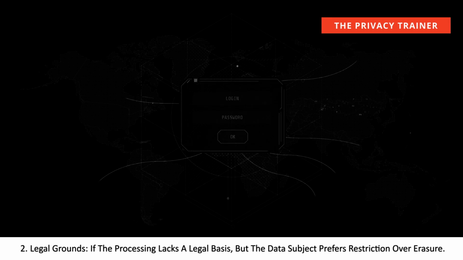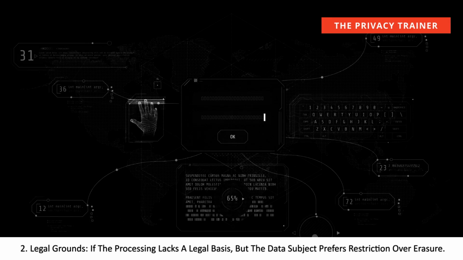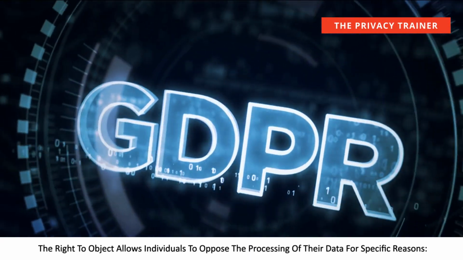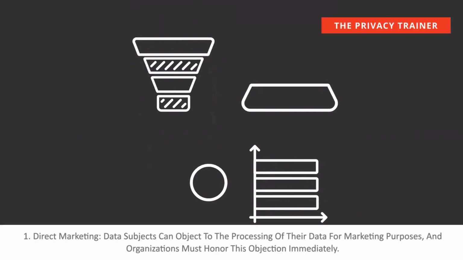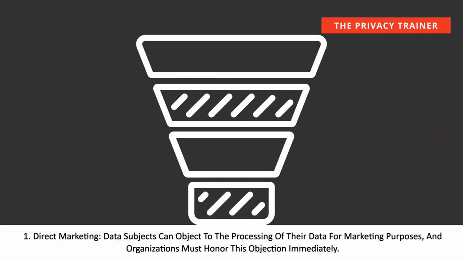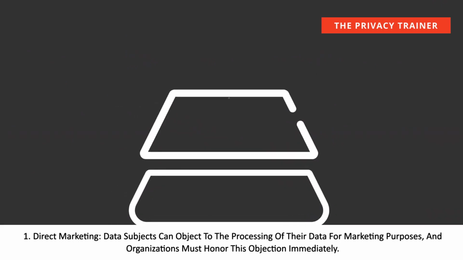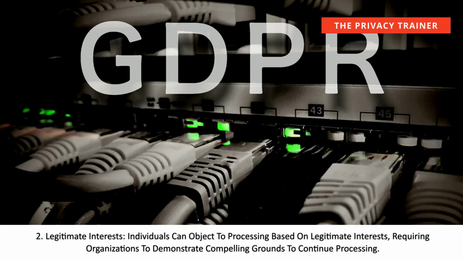2. Legal grounds. If the processing lacks a legal basis but the data subject prefers restriction over erasure. The right to object allows individuals to oppose the processing of their data for specific reasons. 1. Direct marketing. Data subjects can object to the processing of their data for marketing purposes, and organizations must honor this objection immediately. 2. Legitimate interests. Individuals can object to processing based on legitimate interests, requiring organizations to demonstrate compelling grounds to continue processing.